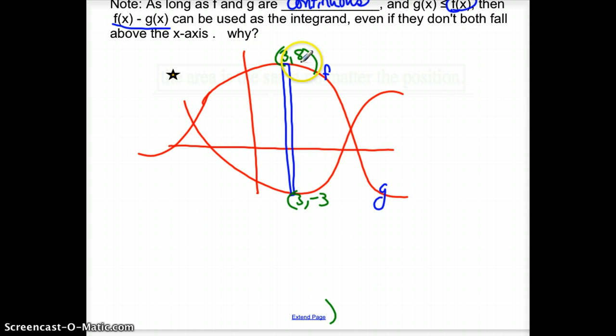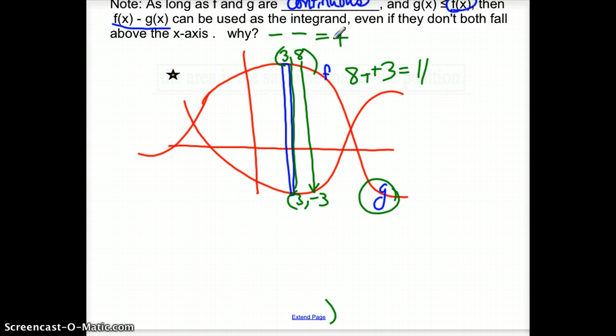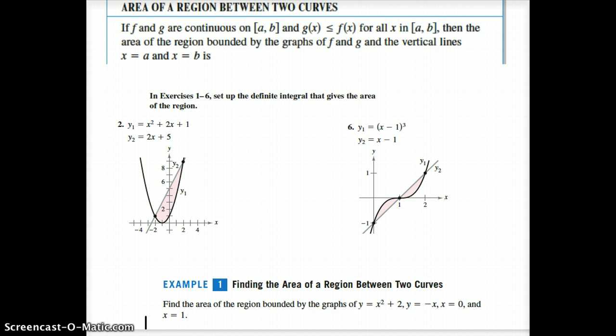When I do my f of x minus g of x, the height of the rectangle, I get 8 minus negative 3, which gives it a height of 11, which is still positive. So as long as that f function is on top, it doesn't matter if you drop below the x-axis, because you're still going to be finding that distance. And when you subtract a negative, you end up getting a positive. So you don't really have to worry about that case. So what we have here is a way of finding the area regardless of where f and g fall, as long as we consider f the higher function.